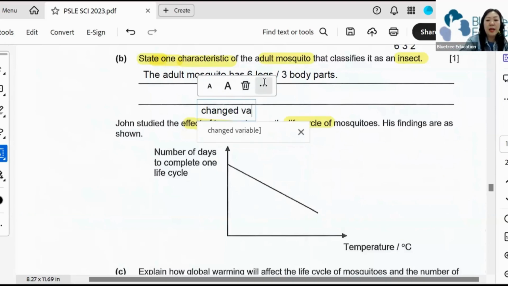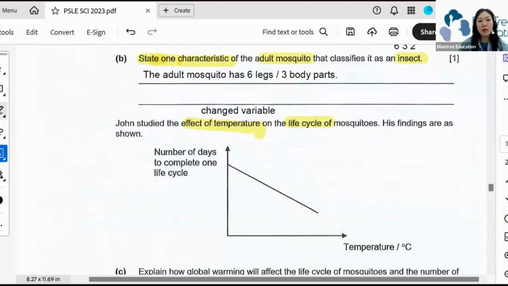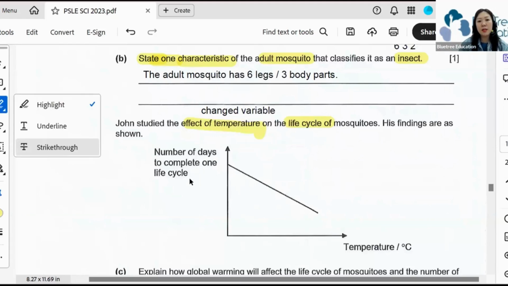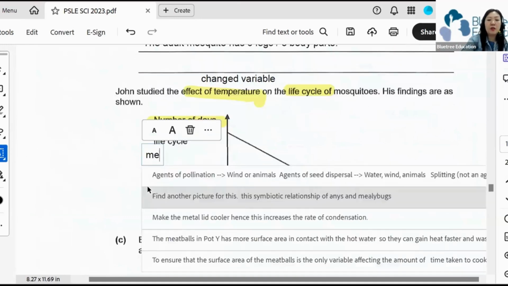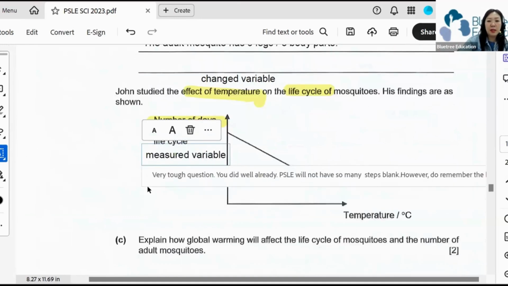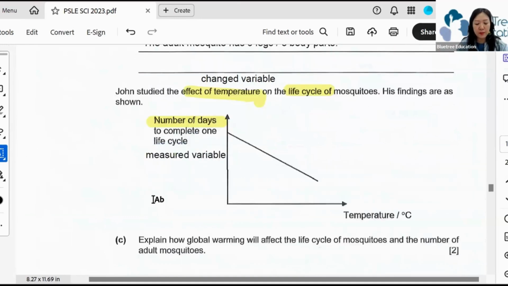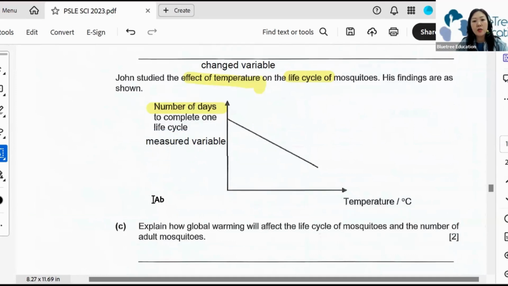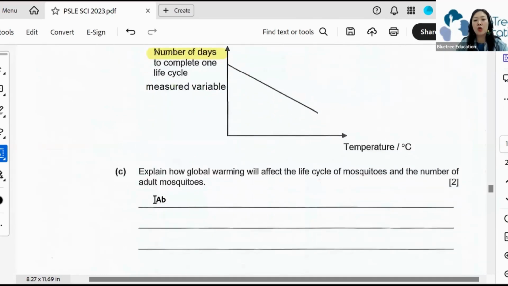And my measured variable is actually in the question. So can you see this part here? This entire part here is actually my measured variable. So I'm going to write here, this is my measured variable, right? All good.